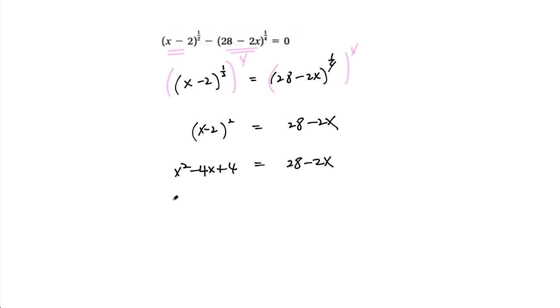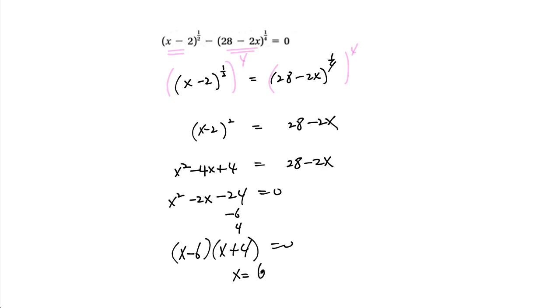Okay, so you get x squared. If you add both sides by 2x, you get minus 2x. Subtract both sides by 28 is minus 24. So I think 6 and 4 works. x minus 6 and x plus 4. So x equals 6 or negative 4. Okay.